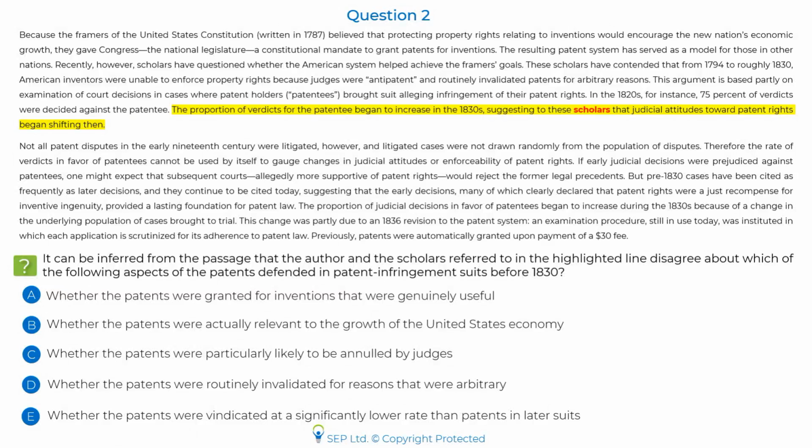Next question is, does the author disagree? Okay, let me restate my question. The last sentence says that the proportion of verdicts in favor of patentees began to increase in 1830. All right. Does the author say that this proportion did not increase? Does the author say that this proportion did not increase? I'll repeat. Does the author disagree that the proportion of verdicts began to increase? Does the author disagree with that?